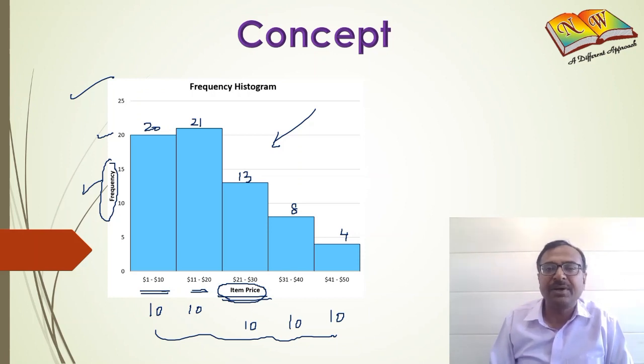But even if the graph has to be drawn for unequal width, like the first one is 0 to 10, the second one is 10 to 30, where the intervals have different width, we can draw histograms for that also. And that is the intention of this activity.